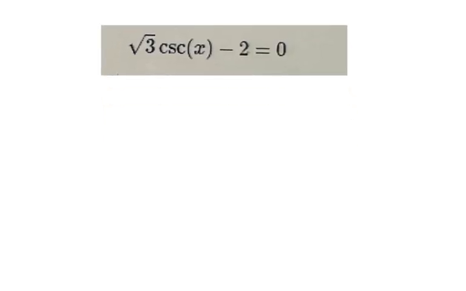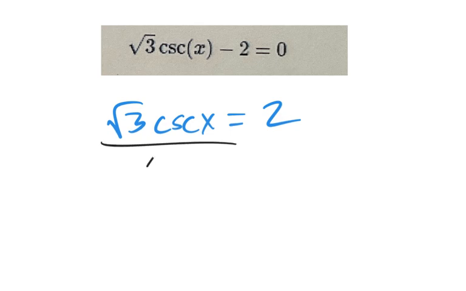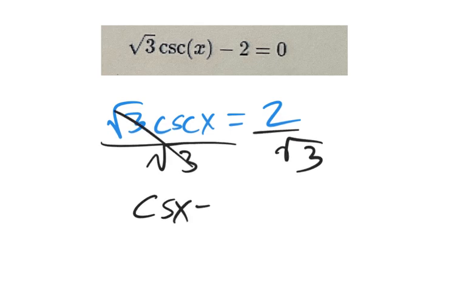Did I take it that far in this class? I did in my last class. I did a solve: radical 3 cosecant of x equals 2. Divide by radical 3. Cosecant of x equals 2 over radical 3. And we're looking between 0 and 2 pi. I forgot to write that down.